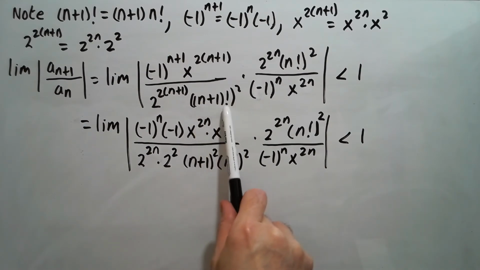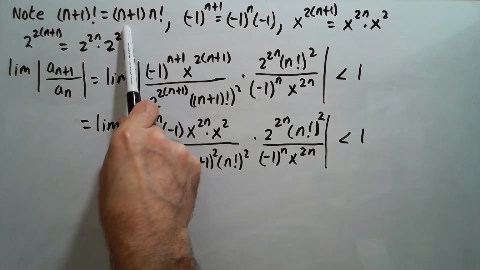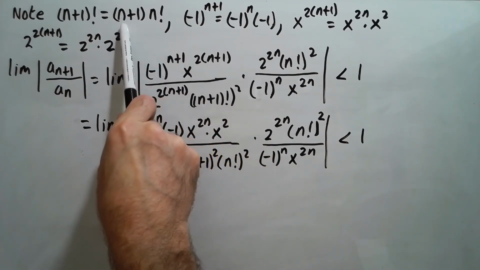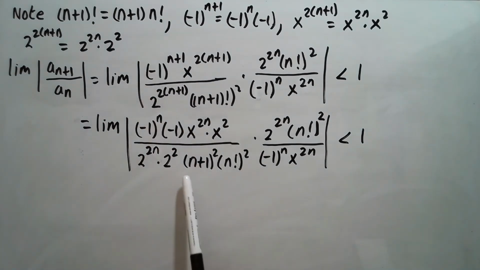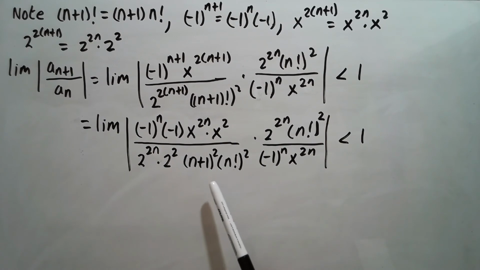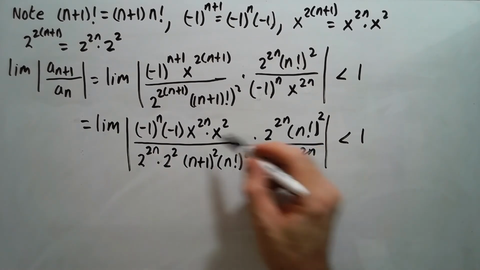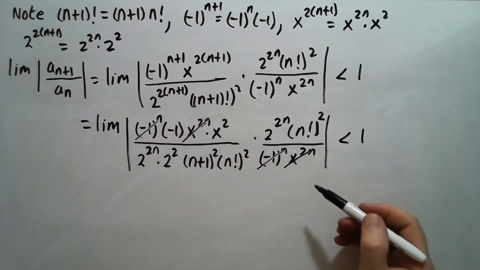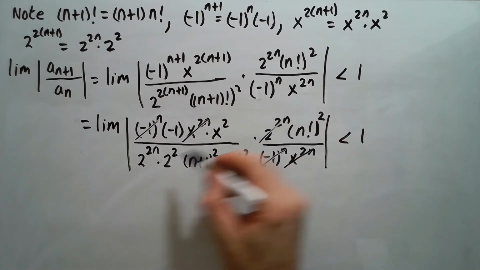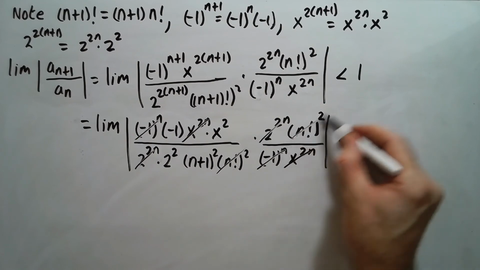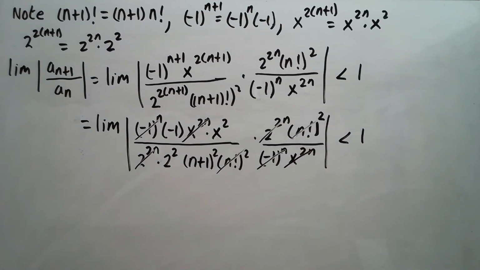And the n plus 1 factorial, as we set up here, can be written as n plus 1 times n factorial. We're squaring that, so you'd square the n plus 1 and square the n factorial, which I've done here. This guy stays the same. And you can see now a lot of things will cancel. In particular, the x to the 2n's will cancel here, minus 1 to the n's will cancel here and here, 2 to the 2n will cancel here and here, and n plus 1 factorial will cancel here and here. So what we're left with is the following.